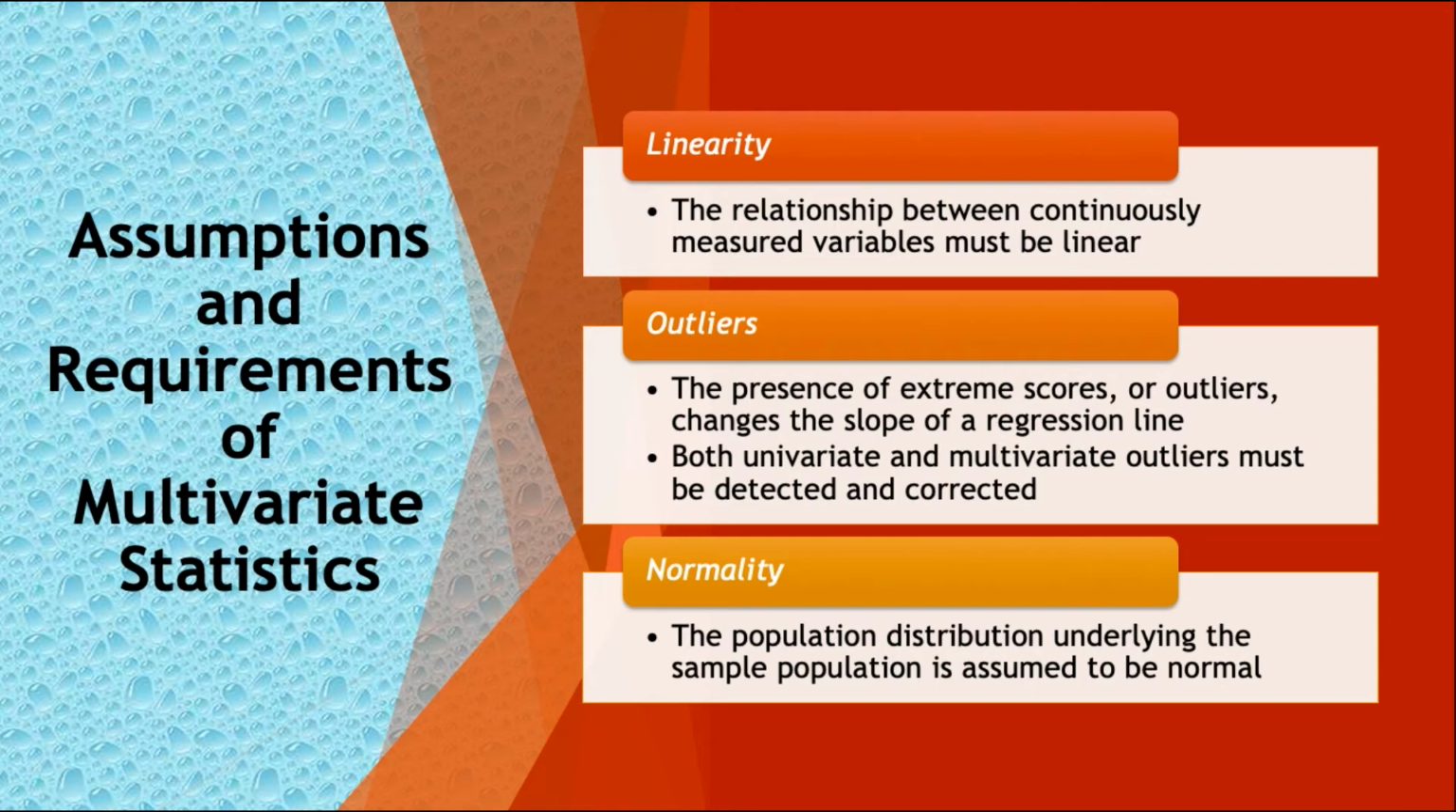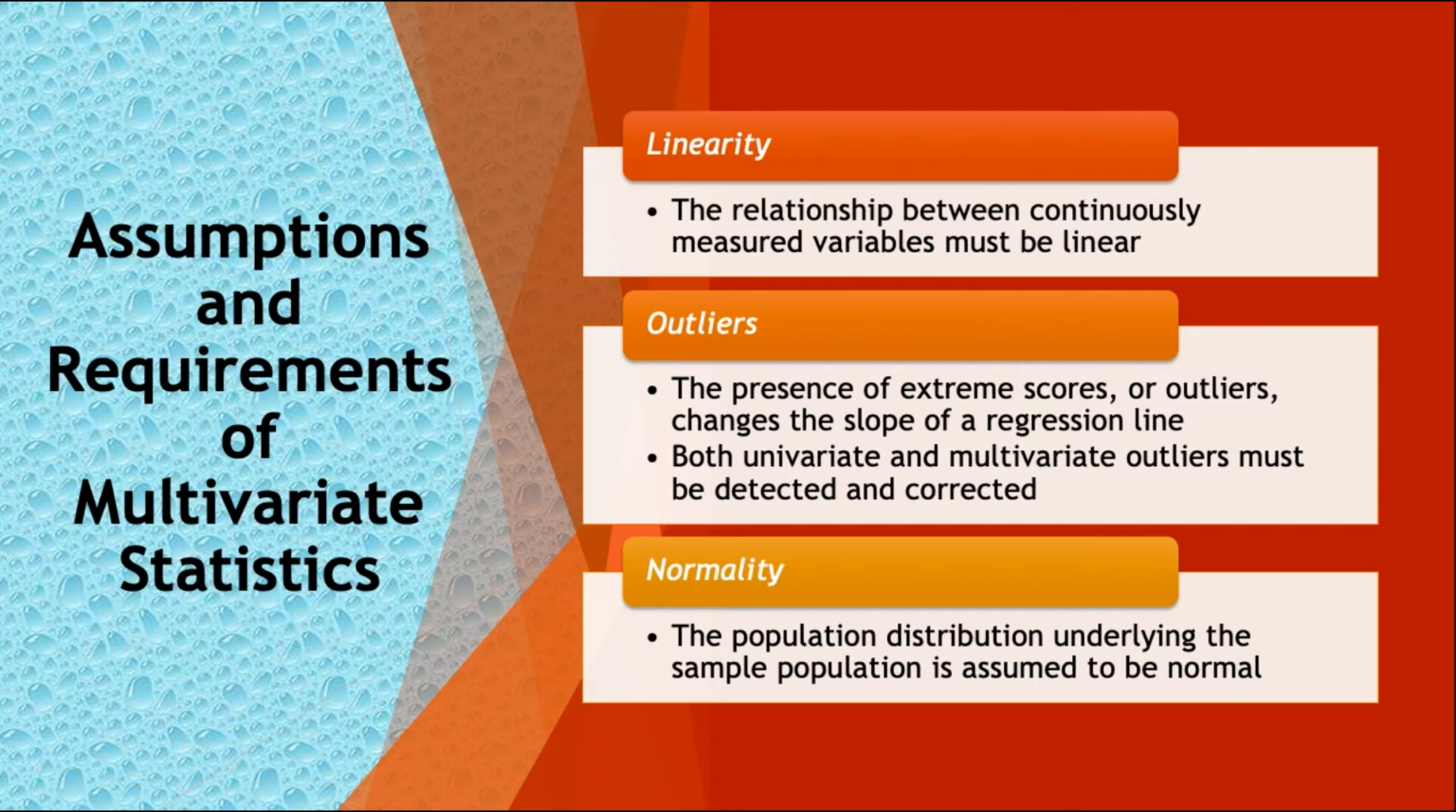An assumption underlying bivariate correlation statistics is that the relationship between continuously measured variables is linear. Violation of this assumption leads to underestimation of the degree of relationship between the variables. Multivariate statistics, which are all based on correlation, even MANOVA, also assume that relationships among continuously measured variables are linear. You check for linearity by visually inspecting a scatter plot of the pair of variables. If your data are linear, then all the points should follow a straight line. Nonlinear data, in contrast, will show a horseshoe shape function.